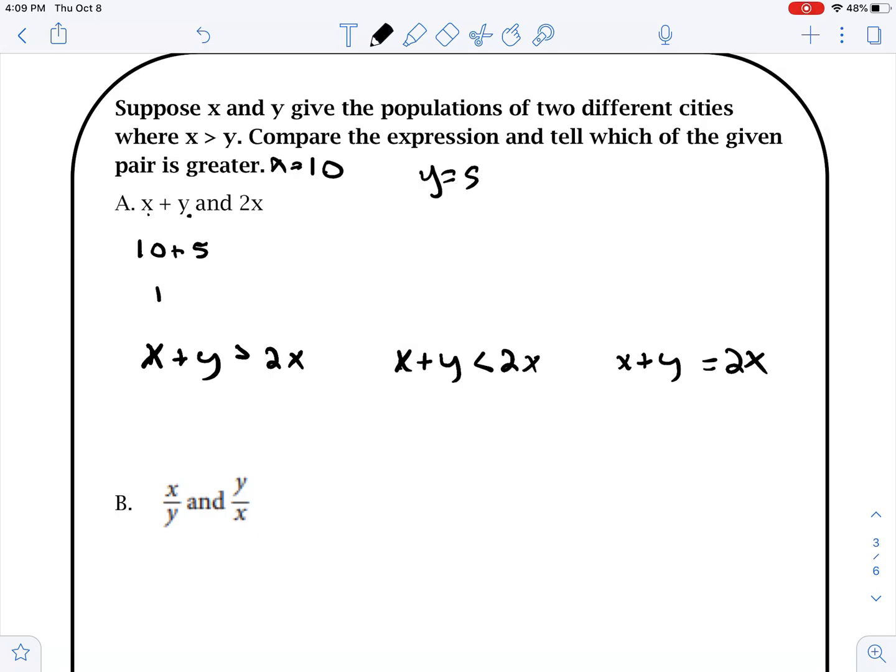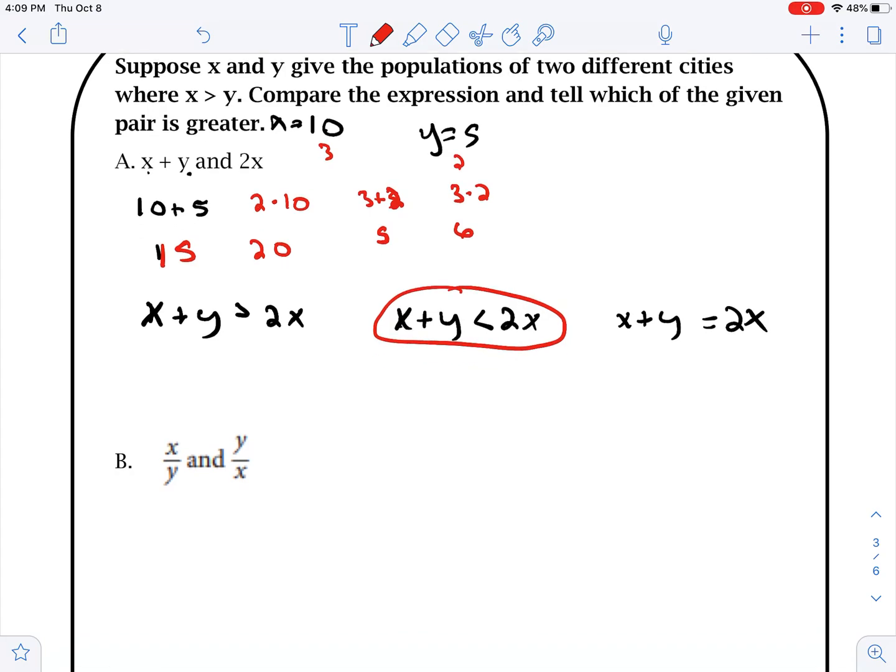So I just tested it out, we're just playing around. We chose 2 numbers. So 10 plus 5, that's 15. And then 2 times my x, that's 20. So now we could play around. Maybe we could try 3 and 2 and see if that works. So 3 plus 2, that's 5. And 2 times 3, would that be greater? Yeah, that's 6. So X plus Y should be less than 2X.